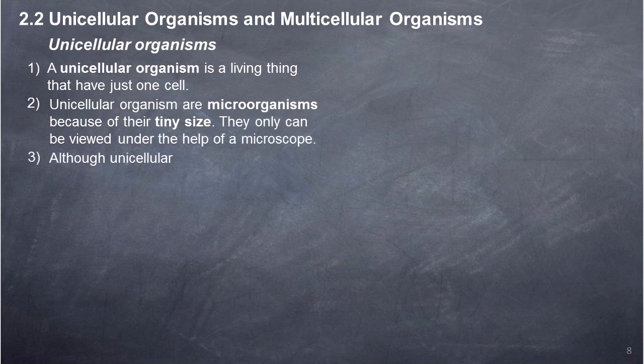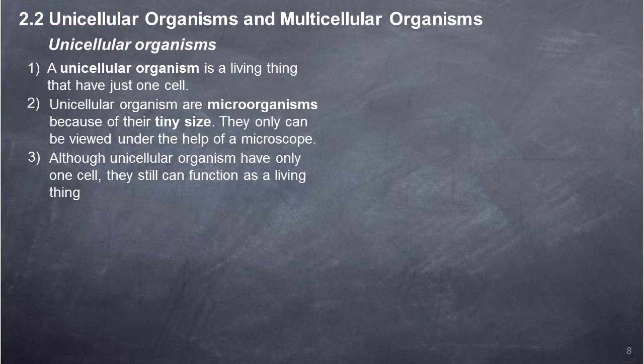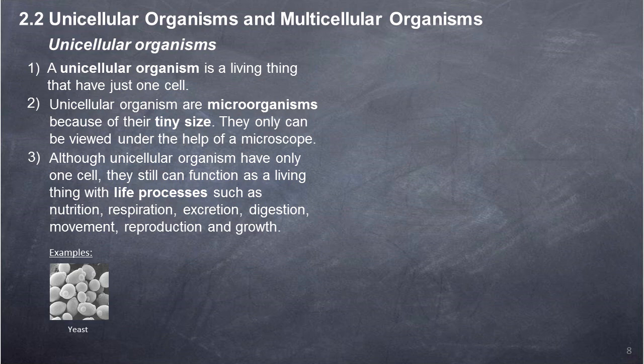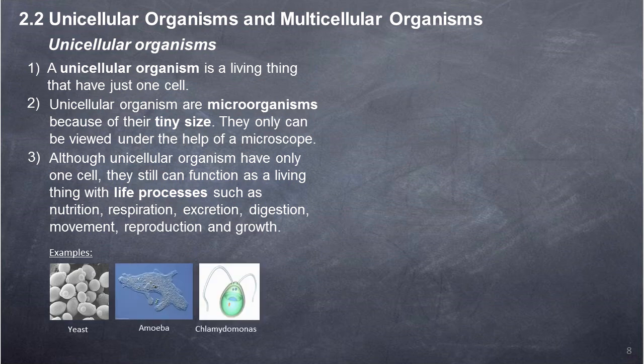3. Although unicellular organisms have only one cell, they can still function as a living thing, with life processes such as nutrition, respiration, excretion, digestion, movement, reproduction, and growth. Examples: yeast, amoeba, chlamydomonas, paramecium.